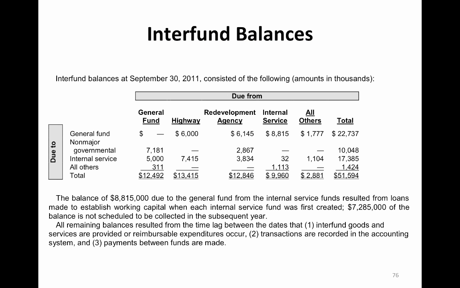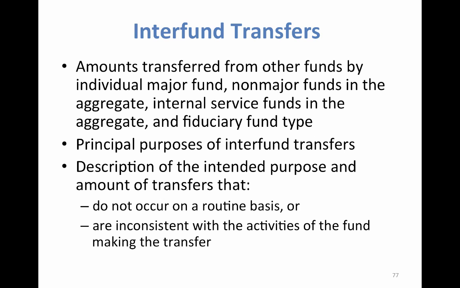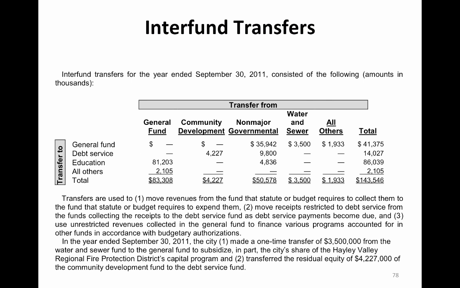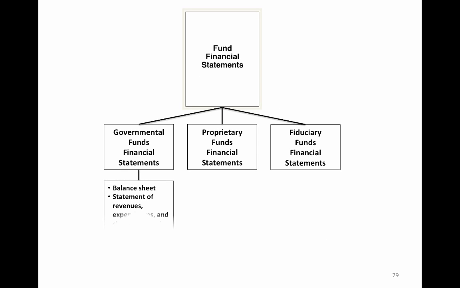A typical one might look like this. And so this is the amounts owed from one fund to another. And you'd see a similar one for interfund transfers. Here are the amounts that during the year were transferred from one fund to another. So those are the governmental funds.